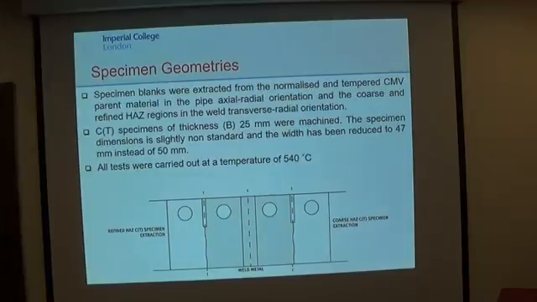Compact tension specimens were extracted. The parent specimens were extracted in the pipe axial radial orientation, and the HAZ specimens were extracted in the weld transverse radial orientation. The thickness of the specimens was 25 millimeters. However, due to size limitations, the specimens had to be reduced from the standard width of 50 millimeters to 47 millimeters. The specimens were pre-fatigue cracked, and a Charpy V-notch profile cutter was used to induce a notch of 10%. And they were all tested at constant load at 540 degrees.